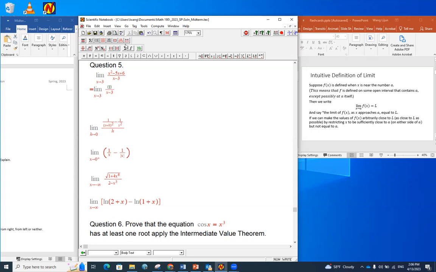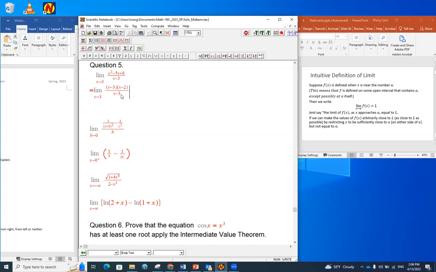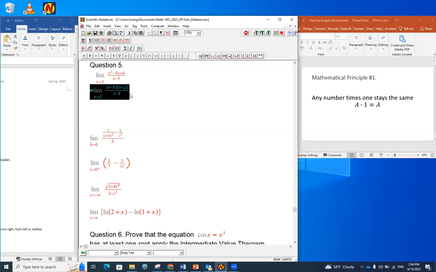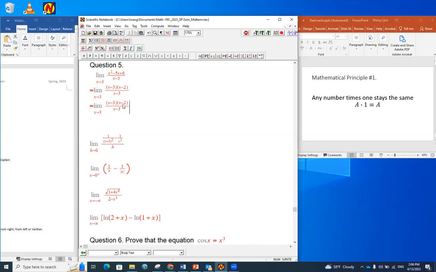So we factor the top. And we got it. Because x approaching 3 does not equal 3, x minus 3 is not 0. We can use principle number 1, and we reduce x minus 3 from the expression. So we're left with x minus 2. And then we can do direct substitution, so 3 minus 2 equals 1. So that's the first limit.